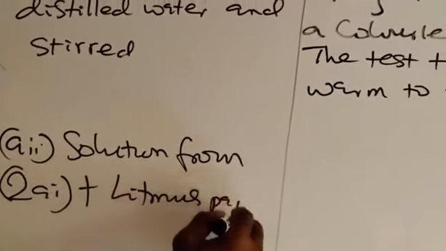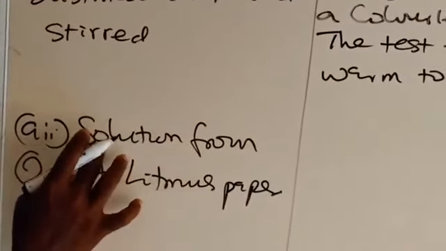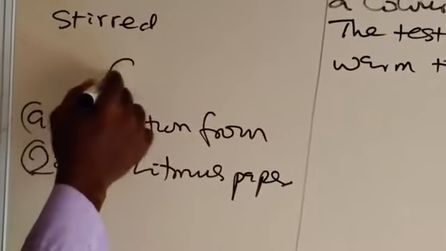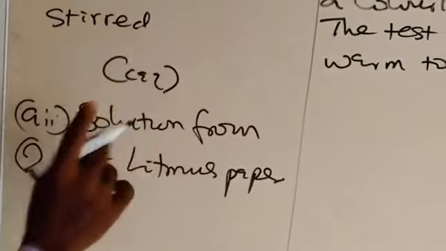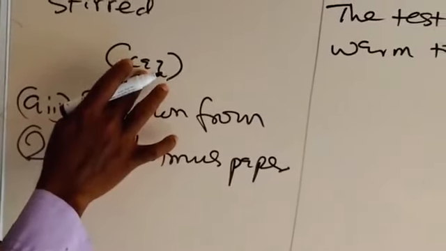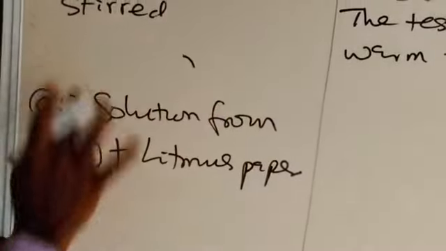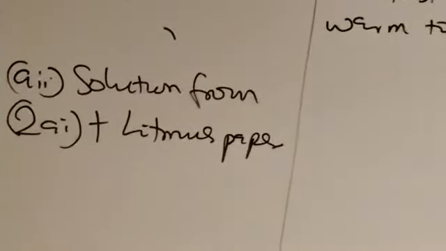You don't say C plus, because C is no longer what you have; you have the solution. Or you can say C aqueous in place of solution. This is allowed. But without aqueous it is wrong to say C, because C is a solid. Aqueous is the same as solution of C. So that is okay. We'll go to the experiment.